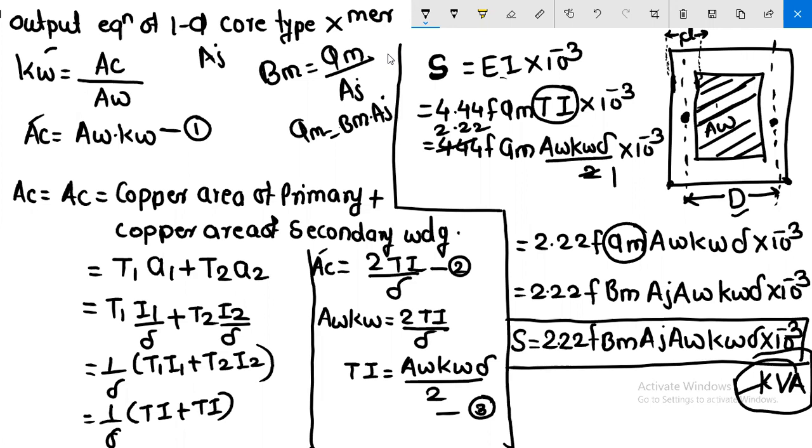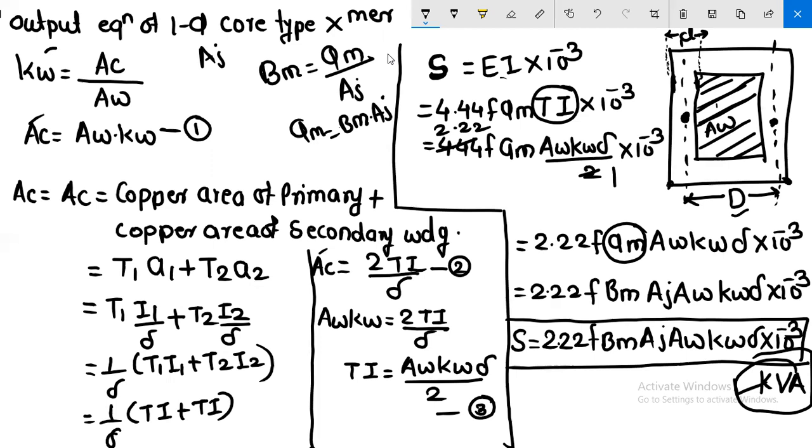Therefore, whenever an example is given to you, the care you need to take is to convert that MVA into kVA, if it is given in MVA. If it is given in kVA, there is no need for the conversion.